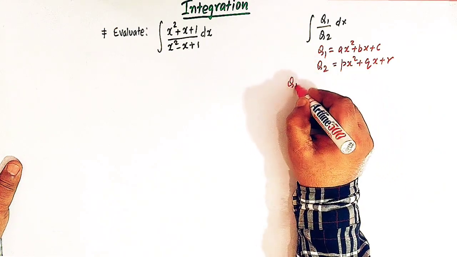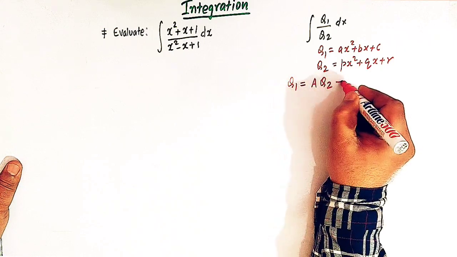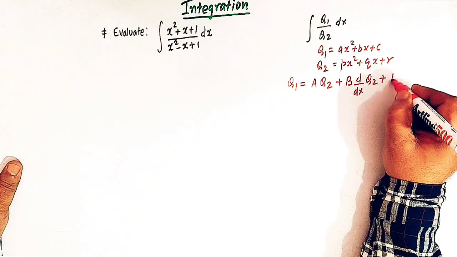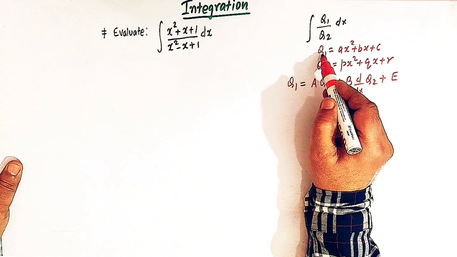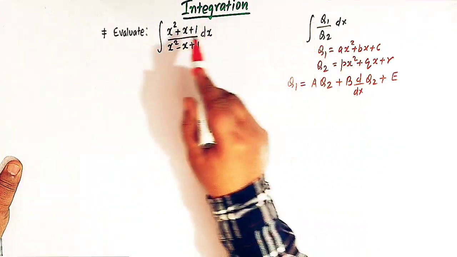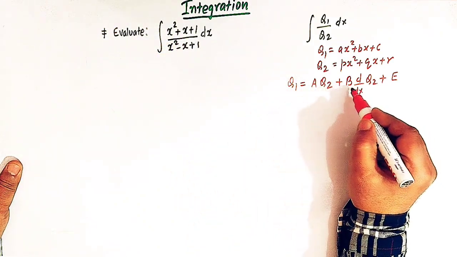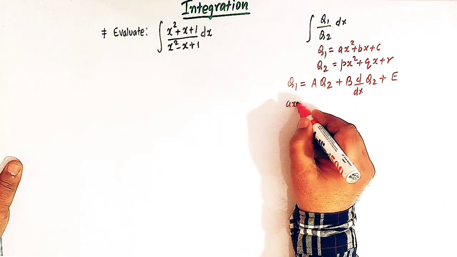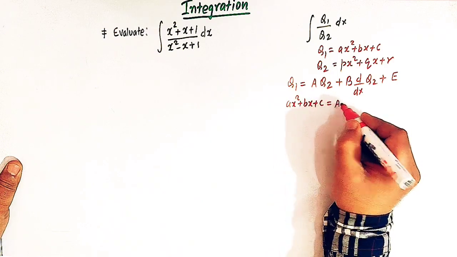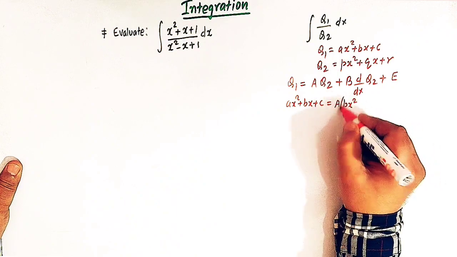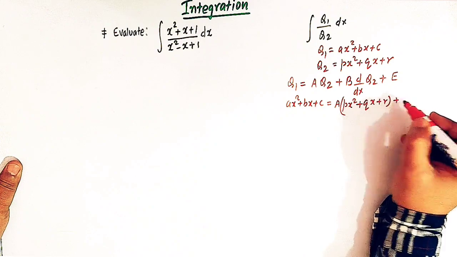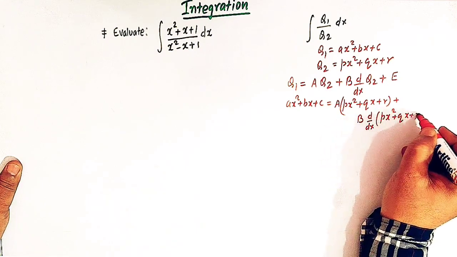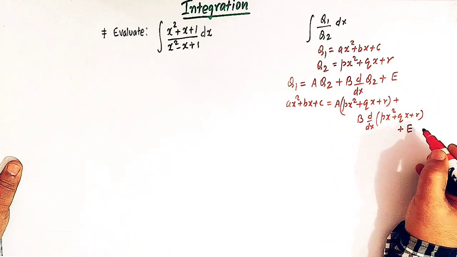What we will do is express q1 as a times q2 plus b times the derivative of q2, and then we have another constant, say e. So we express the quadratic function q1 in the numerator as a times q2 plus b times the derivative of q2 plus e, where a, b and e are constants. So q1 is ax square plus bx plus c, and we have a times q2, px square plus qx plus r, then b times the derivative of px square plus qx plus r, and then another constant e.